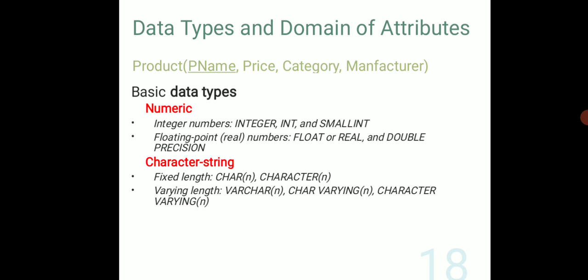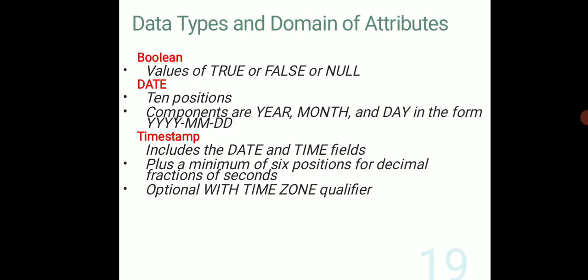Here we have data types and domains of attributes. The product table has product name, price, category and manufacturer. The basic data type is numeric. Integer numbers should have only integer values. Floating point means real numbers, with decimal points. Character strings can be of fixed length, using char, or varying length, using varchar. These all come under data types in a relational database management system.